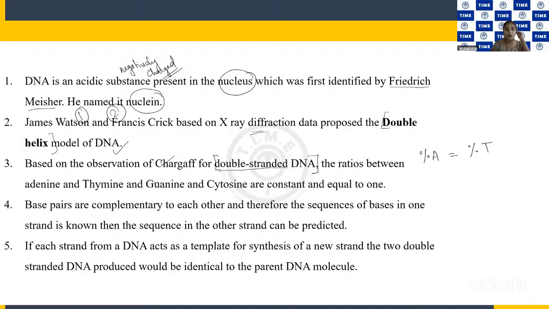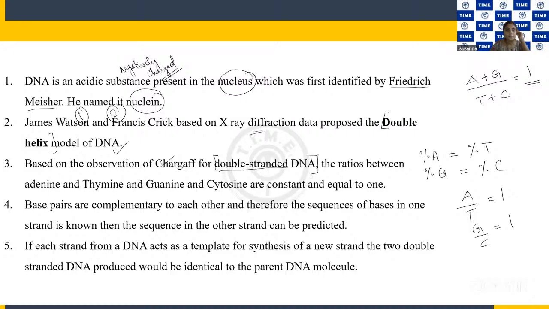Then he also found that the concentration of guanine is equal to the concentration of cytosine. So if you take the ratios, A by T will be equal to 1. Similarly, G by C will also be equal to 1. Otherwise, you can also write this as A plus G by T plus C, which is also equal to 1.